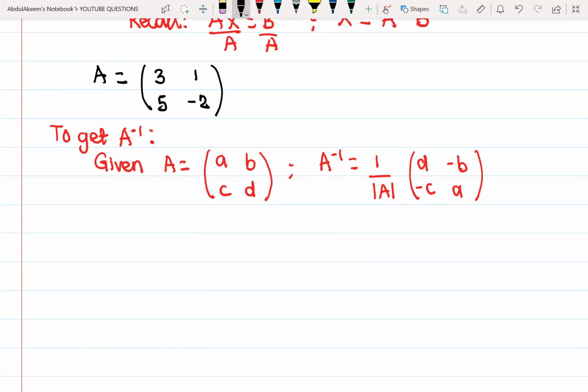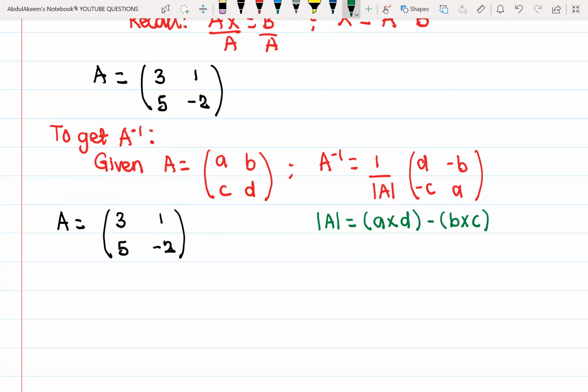You can use other methods too. So let's solve this one now. I have my A equal to [3, 5; 1, -2]. So if I want to find my determinant, how do I get the determinant of a matrix? The determinant of a matrix will become A times D minus B times C for a 2 by 2 matrix. That's how we do it.